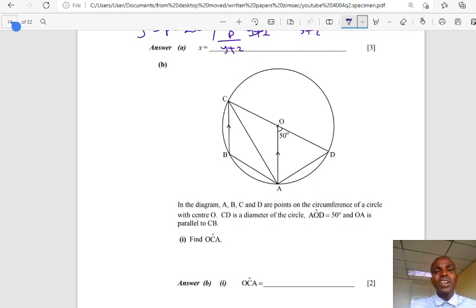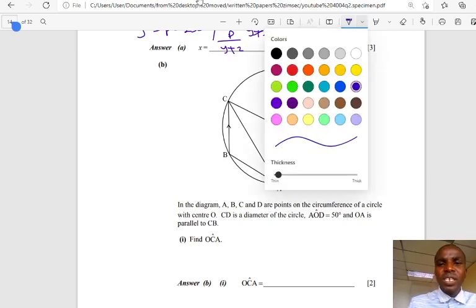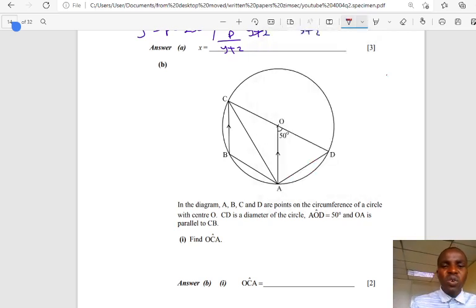A cyclic quadrilateral. Let me just work out all the angles here, but we need OCA. This angle here is 180 minus 50, since CD is the diameter. So 180 minus 50, adjacent angles, it will be 130. 180 minus 50 is actually 130.